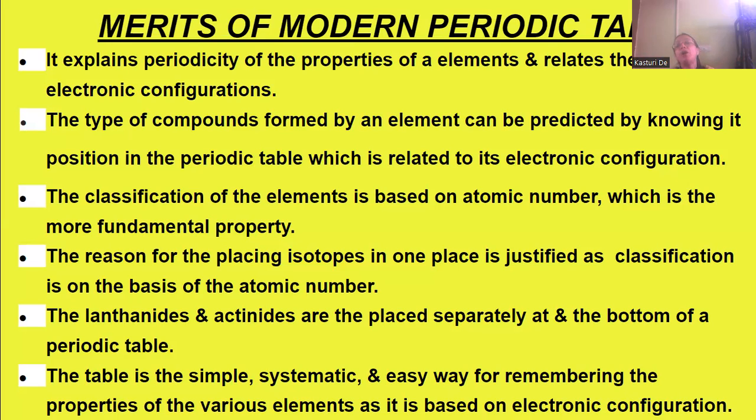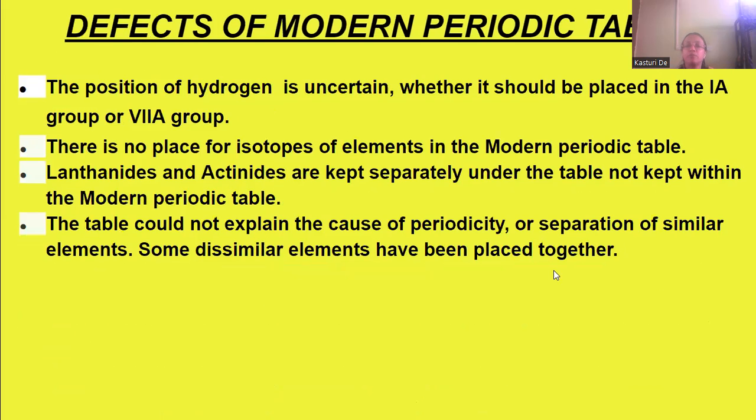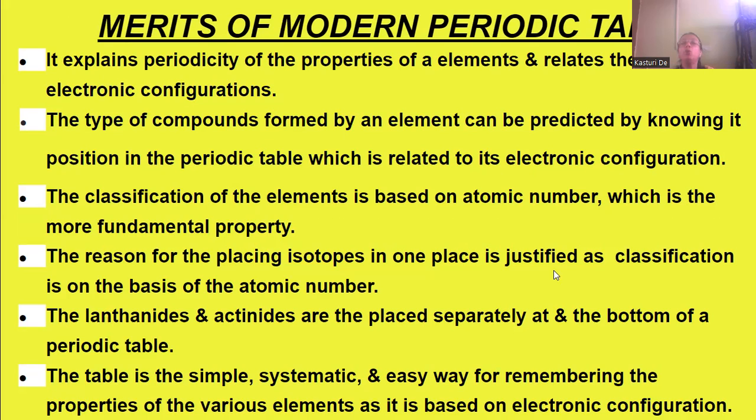The type of compounds formed by an element can be predicted by knowing its position in the periodic table, which is related to its electronic configuration. What type of compound is being formed by the element can be predicted. We can predict what type of compound it is making by knowing its position in the periodic table, which is related to their electronic configuration.